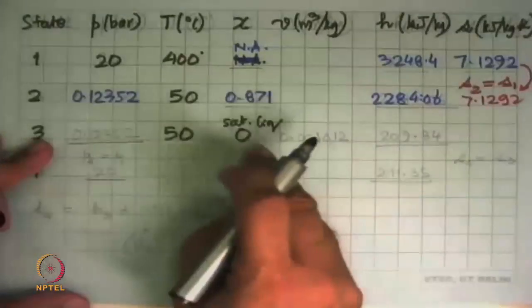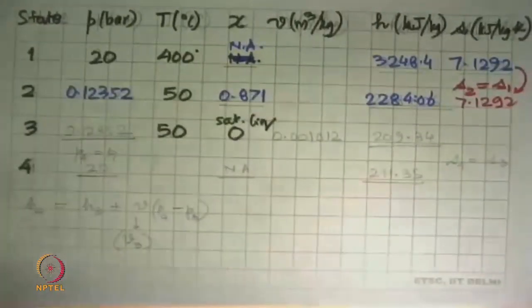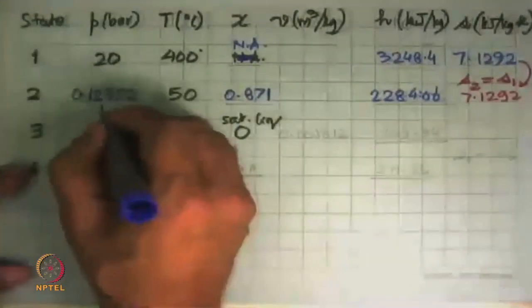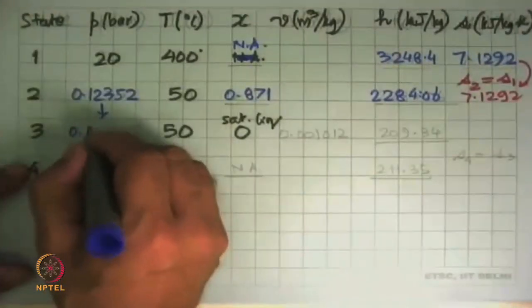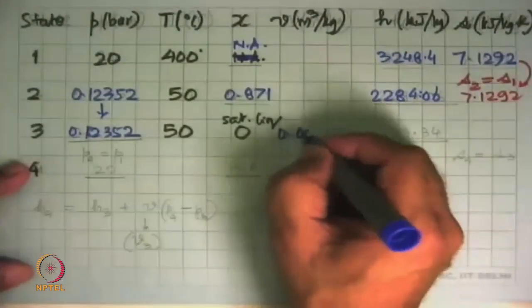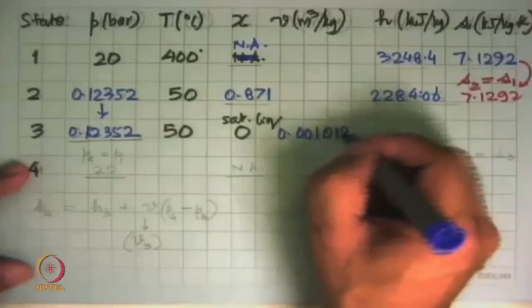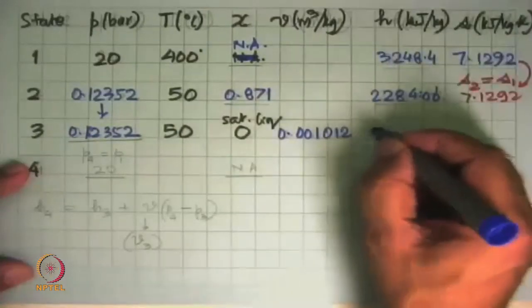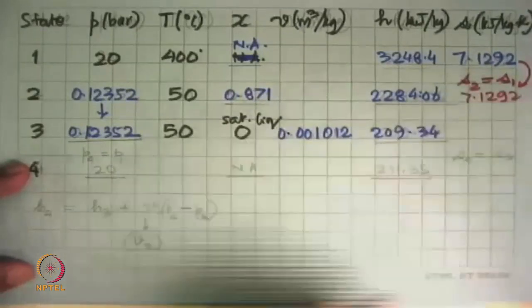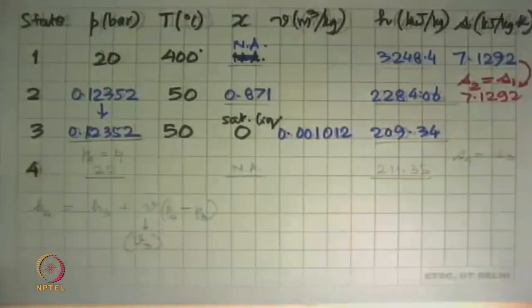And now from here, we can again go back to the tables and pick up everything that we want. The pressure is known, which is the same pressure as this one, 0.12352 bar. Specific volume, 0.001012 meter cube per kg. Specific enthalpy from the tables, 209.34. Then we come to state 4.